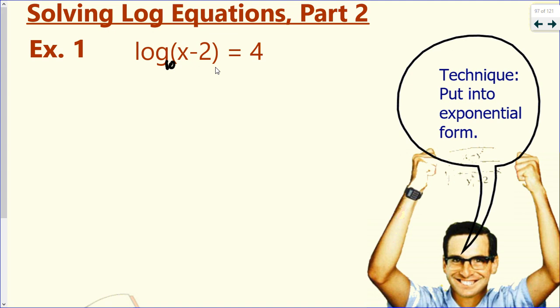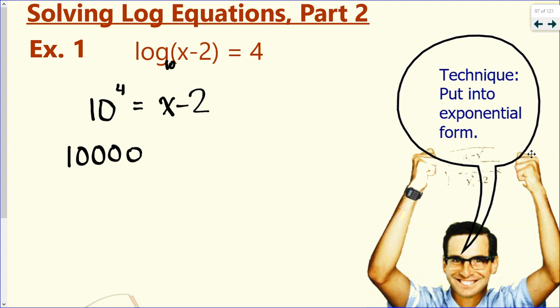So we can go to exponential form by writing the base, which is 10, to the power 4, and then it equals x minus 2. So one thing we really need to solidify is the fact that this log equation is the same as this exponential equation. It's just log form versus exponential form. Then I can solve this by finding 10 to the 4th power. That's a 1 with 4 zeros. Or 10,000 equals x minus 2. And then I'm going to add 2 on both sides to solve.